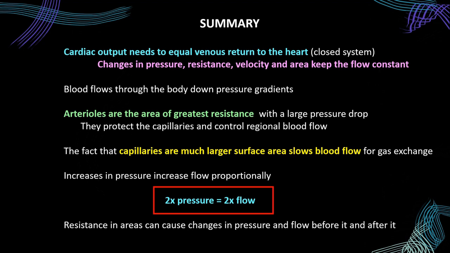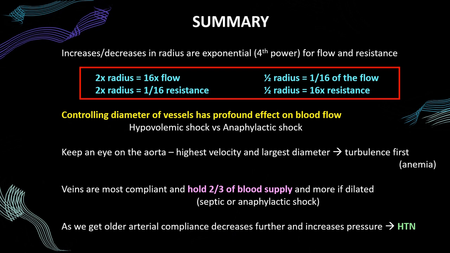Resistance in areas can cause changes in pressure and flow before it or after it. And if I double the radius, I will increase the flow 16 times. If I halve the radius, it will go down to 1/16 of the flow. If I double the radius, I will have 1/16 of the resistance. And if I halve the radius, I will increase the resistance 16 times. Controlling the diameter of vessels has a profound effect on blood flow. Keep an eye on the aorta. It has the highest velocity, the largest diameter, and so it will have turbulence first.